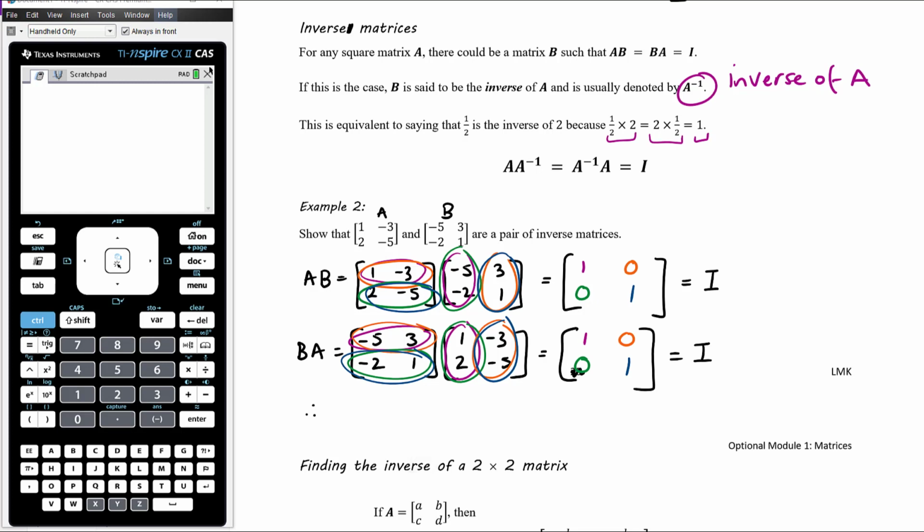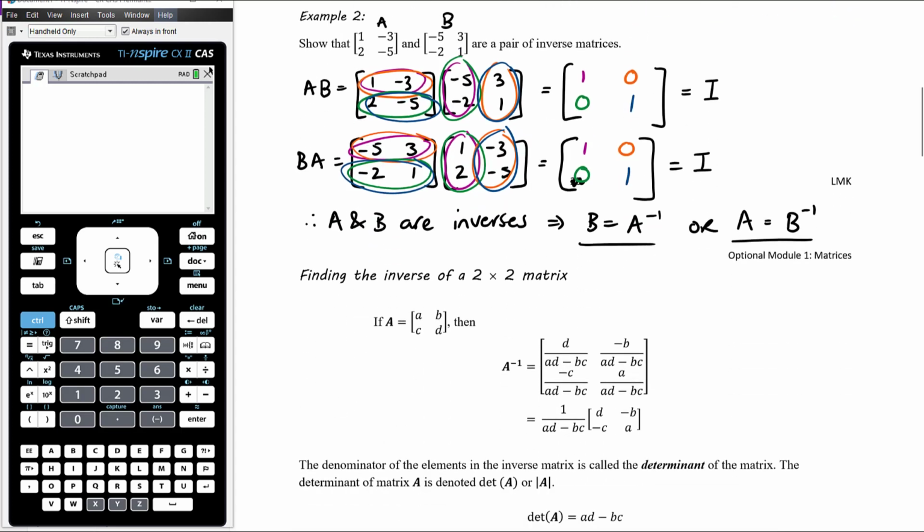And so therefore, A and B are inverses, which means that B is the inverse of A. Or we could say A is the inverse of B. Okay.